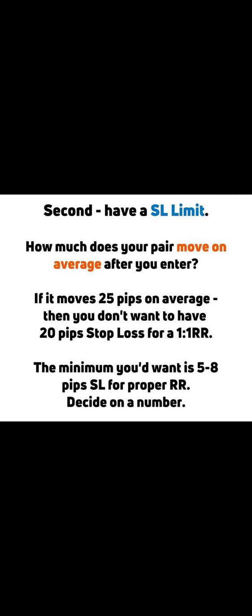Second, have an SL limit. How much does your pair move on average? I trade Euro USD. On average, it moves 40 pips. If it moves 40 pips on average, then you don't want to have a 40 pip stop loss, which is just 1 to 1. You want to minimize that, so it's like a 5 to 8 pip proper stop loss, so it can help you decide on a proper number.